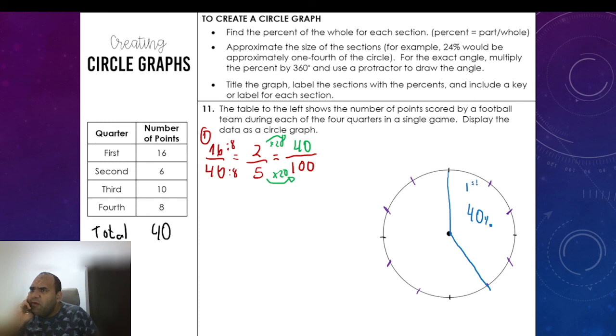And the other one, mister, how can I solve it? The same thing, guys, as I told you. Let's use the second, it is 6 over 40. Let's simplify first. Divided by 2, it will be 3 over 20. Which number times 20 equals 100, guys? It is 5. And here also times 5. 3 times 5 is 15. 15%. How can I figure out this one?